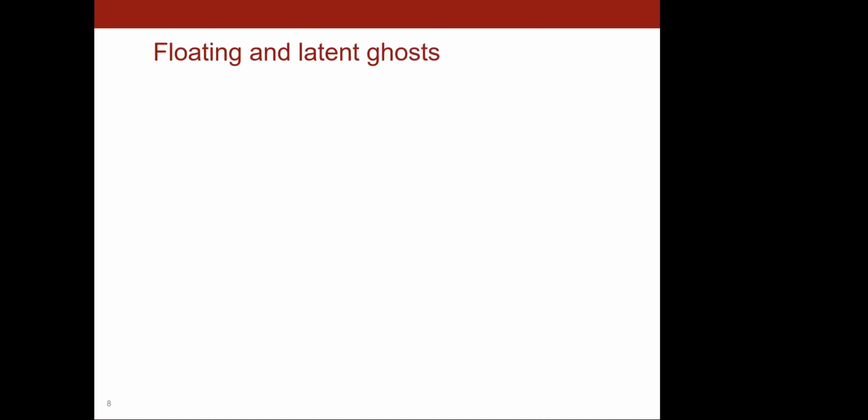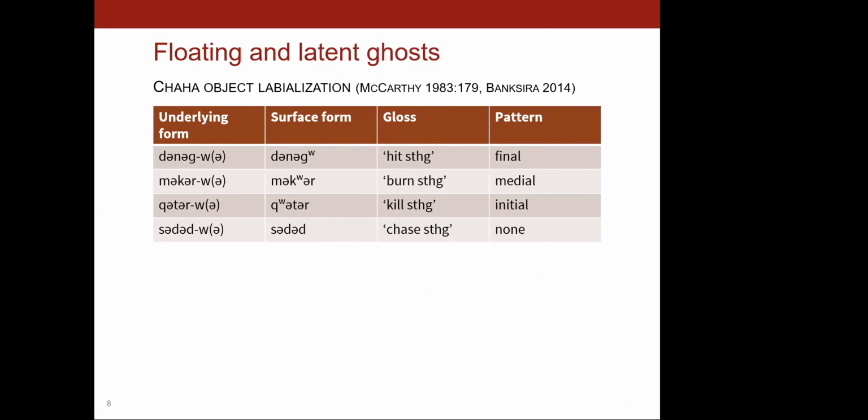Let me just give you an example of what a floating ghost element and a latent ghost element look like. We can look at Chaha, which is an Afroasiatic language spoken in central Ethiopia. This first example is an example of a floating ghost. The marker for object agreement in Chaha is this suffix here, wa. It's realized as a labial feature on the rightmost labial or dorsal consonant in the word. So if we take the first verb, danug, the rightmost consonant here is a G. It's dorsal, and therefore the labial feature can dock onto this rightmost consonant. In the next verb, makar, the rightmost consonant is R. It's not dorsal or labial, but the penultimate consonant, this K, is.